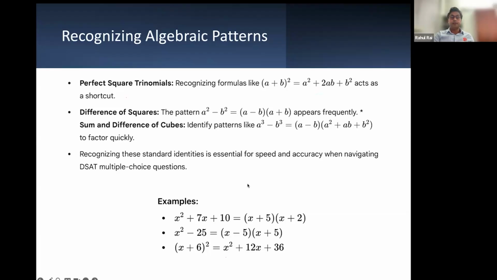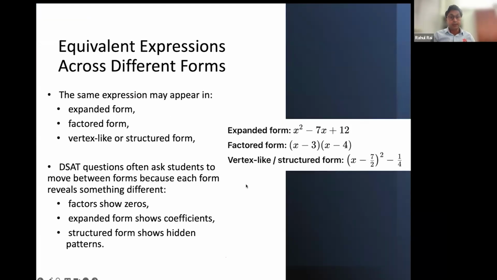Now let's move on and talk about equivalence across different forms. You might have different forms. Here is an example with an expanded form, which is written as x squared minus 7x plus 12. The same thing is written as the factored form, which is (x minus 3) times (x minus 4), and if you expand this, you will get exactly this. These are also written in what is known as a vertex-like or structured form, which is (x minus 7 by 2) whole square minus 1 by 4, and if you expand it and subtract, it will be exactly the same thing.